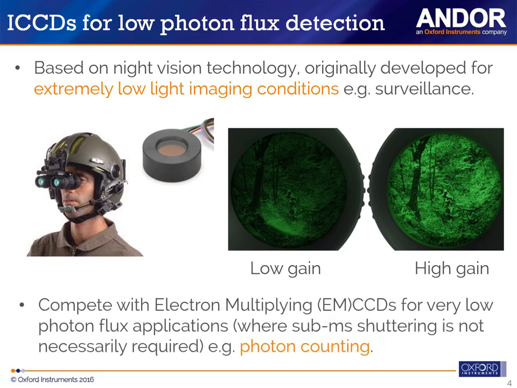They have competed since about 2001 with another type of sensor technology called electron multiplying CCDs, or EMCCDs, which have the same ability to detect very low photon fluxes down to single photon, for example for photon counting. The primary difference here is that when sub-millisecond shuttering is not needed, EMCCDs are perfectly suitable for this type of detection. ICCD gating is really the differentiator here.